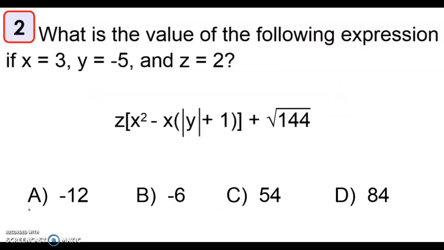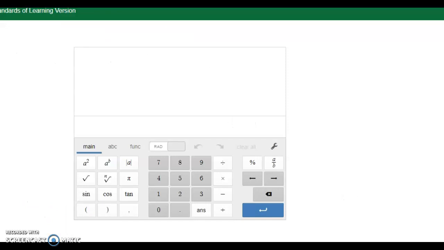Number 2, what is the value of the expression if x equals 3, y equals -5, and z equals 2? All right, this one I'm actually going to use Desmos for. And one thing I need to remember is when I am plugging this into Desmos, I do need to plug it in exactly as I see it.